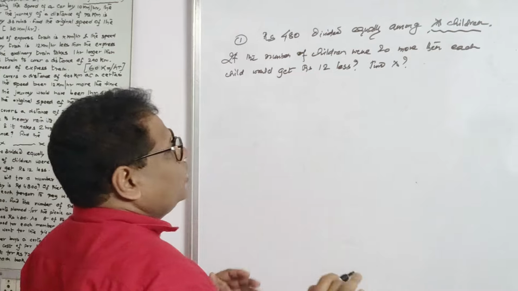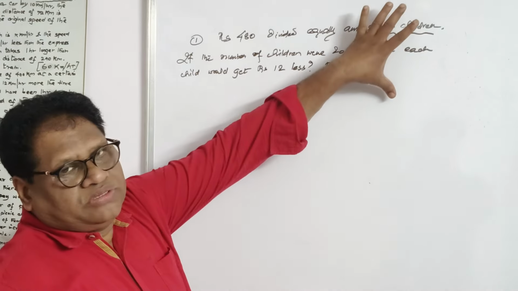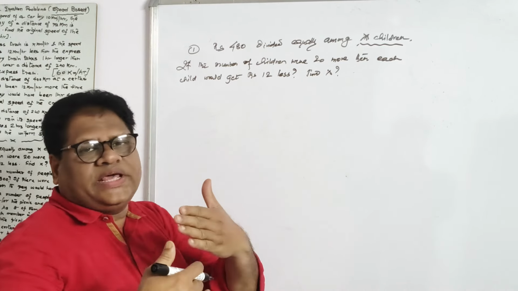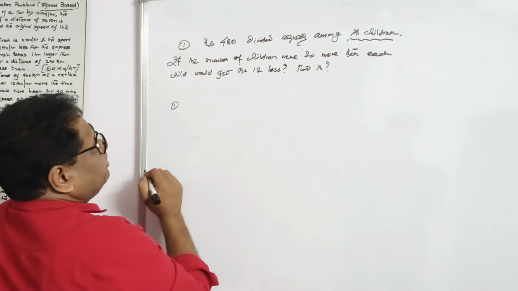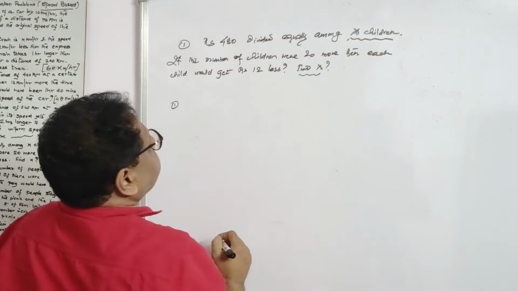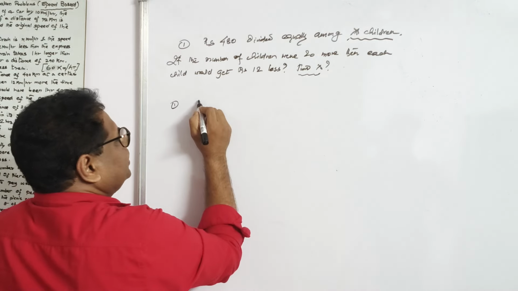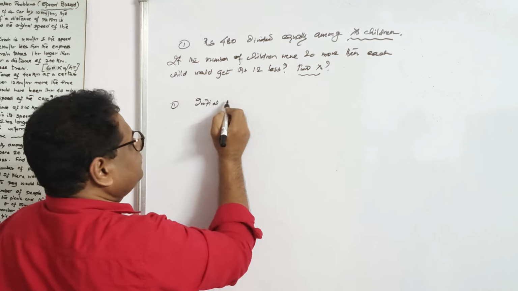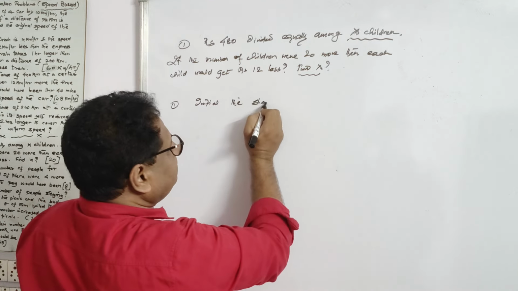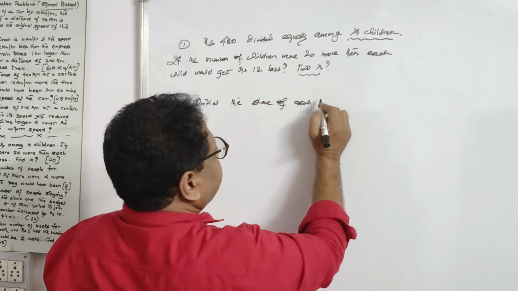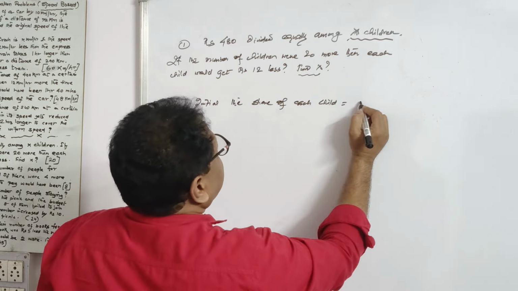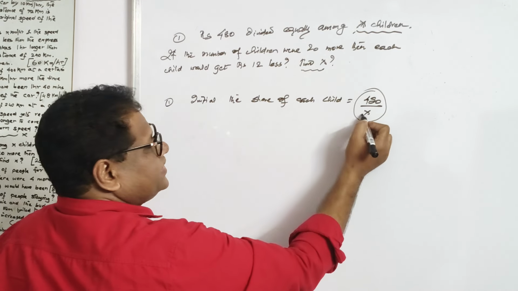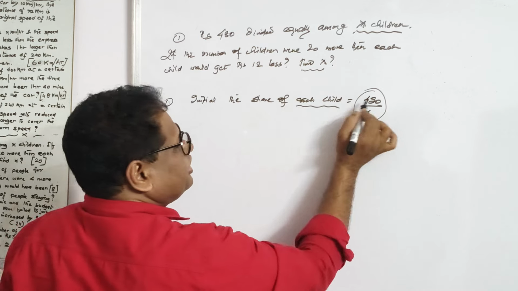Find x. Now, the method to frame the equation is more or less like the questions in speed. Here also we are taking the same concept because you have to find x. Initially, the share of each child is 480 divided by x. This is the share of each child. 480 is the total amount, x is the number of children, so each child is getting this much.